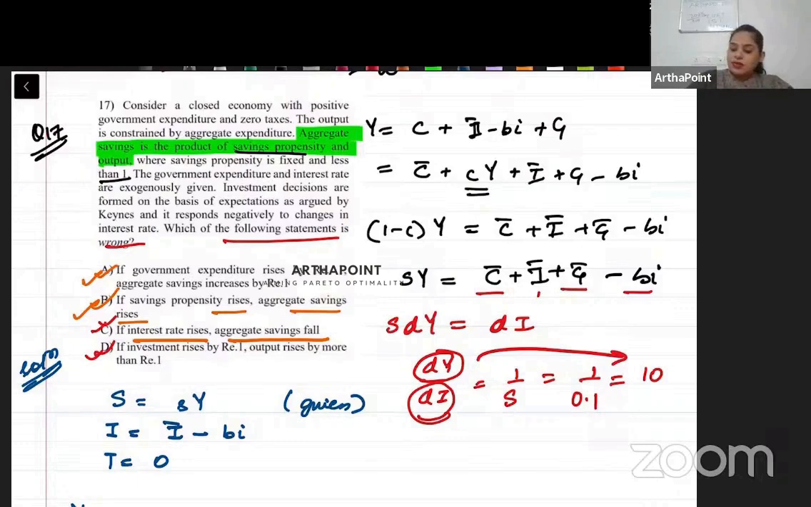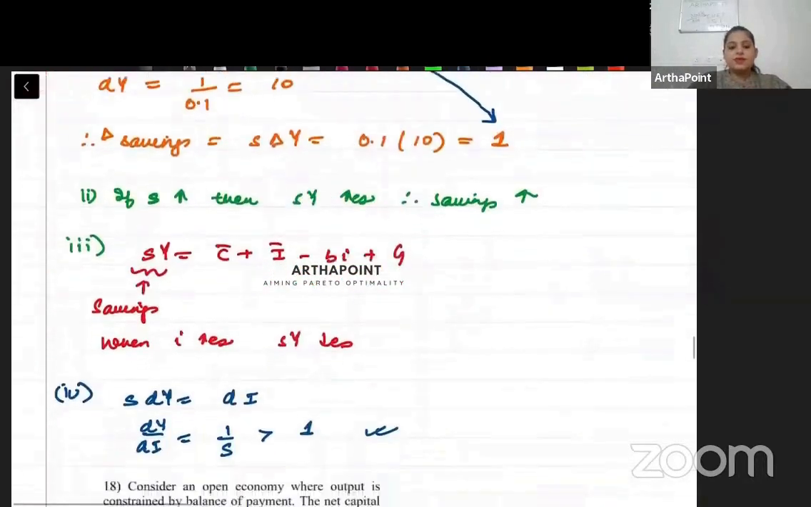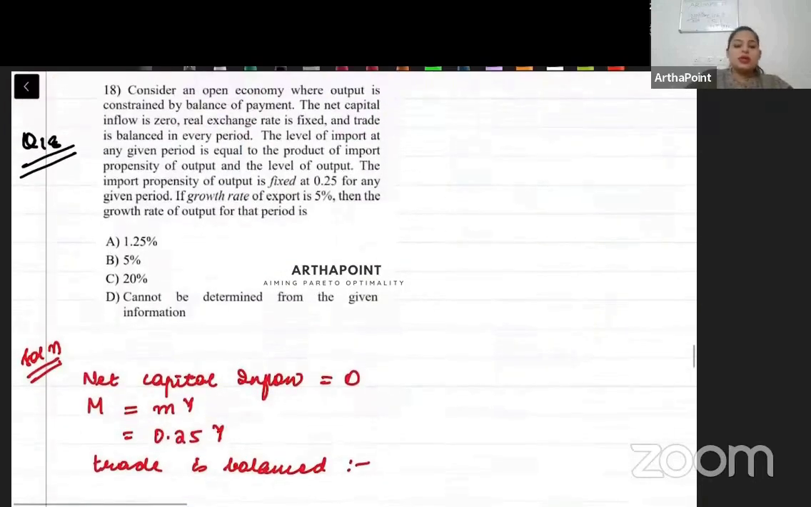Supposedly, here they would have said aggregate saving rises by more than 1. That would have been incorrect. But here they changed it to output, so we will have the multiplier effect in place. Come to the next question.